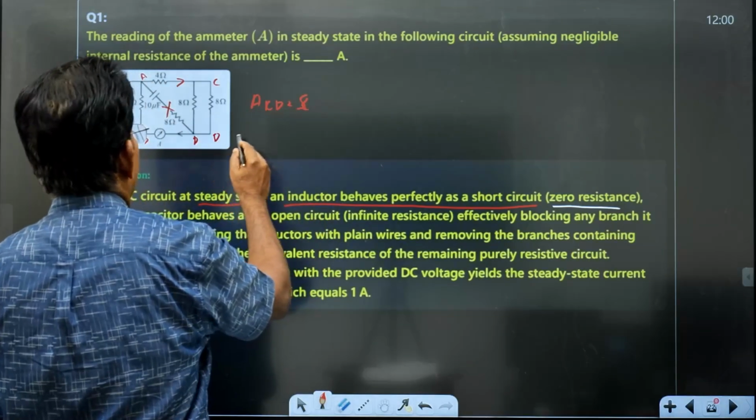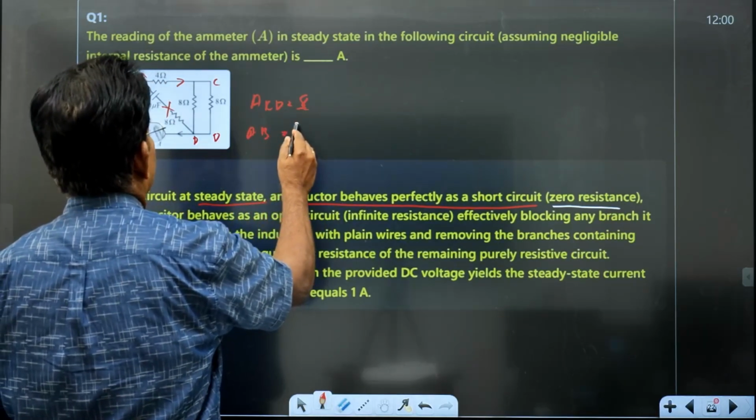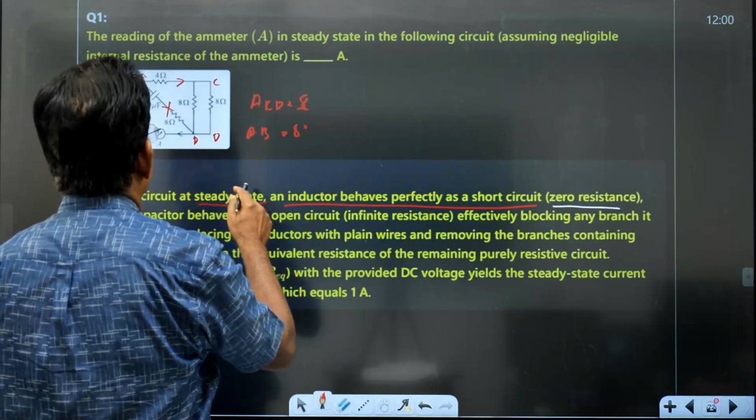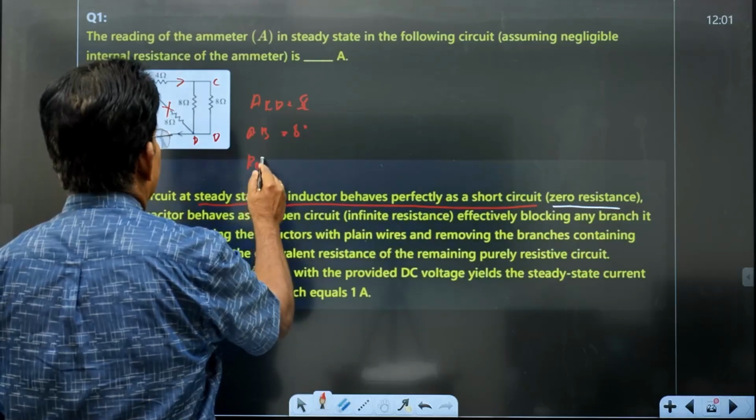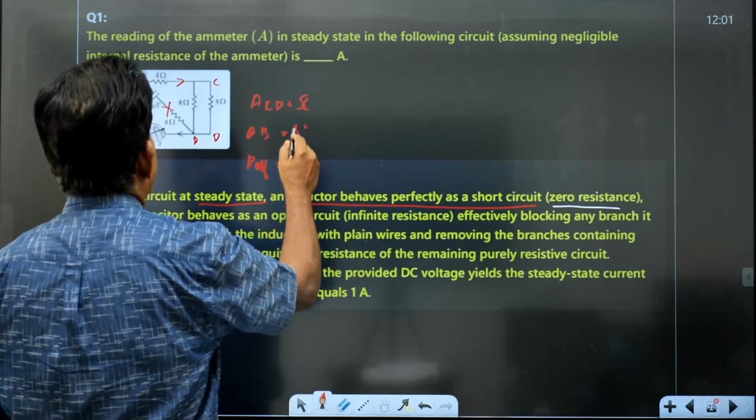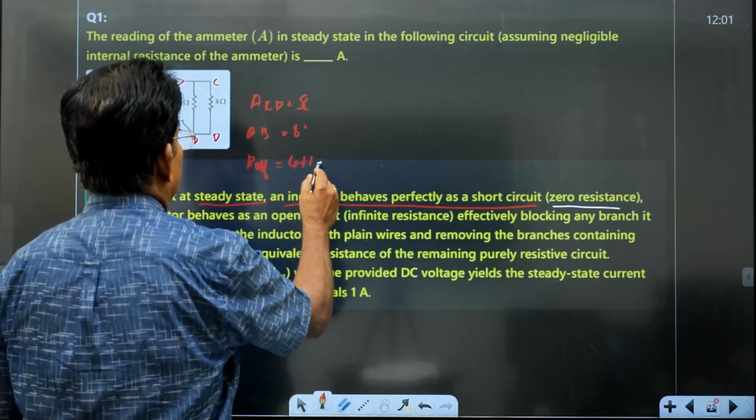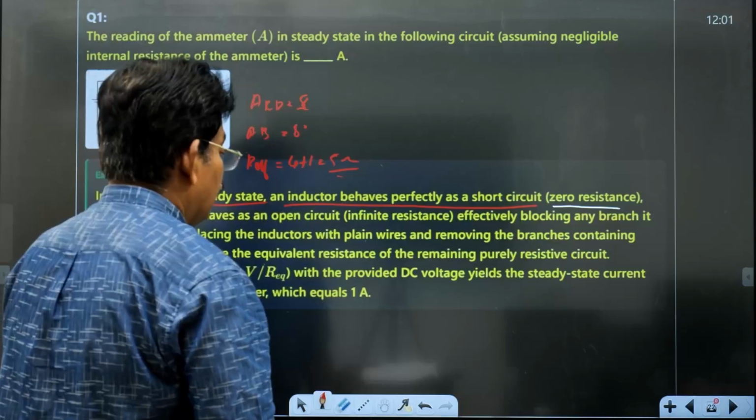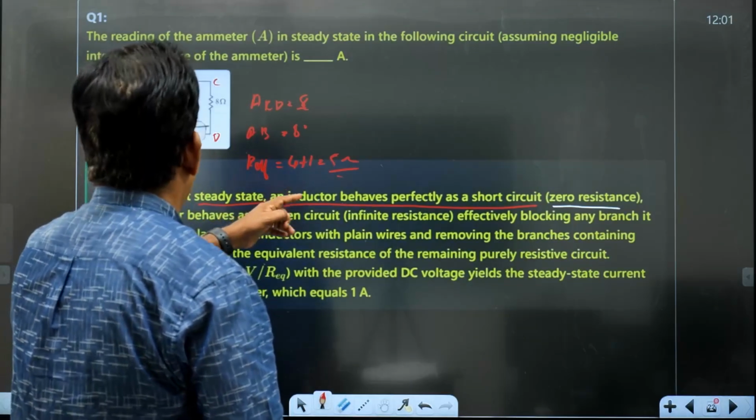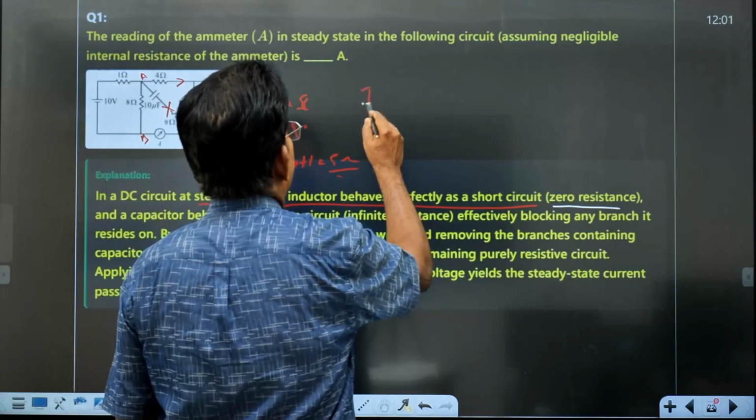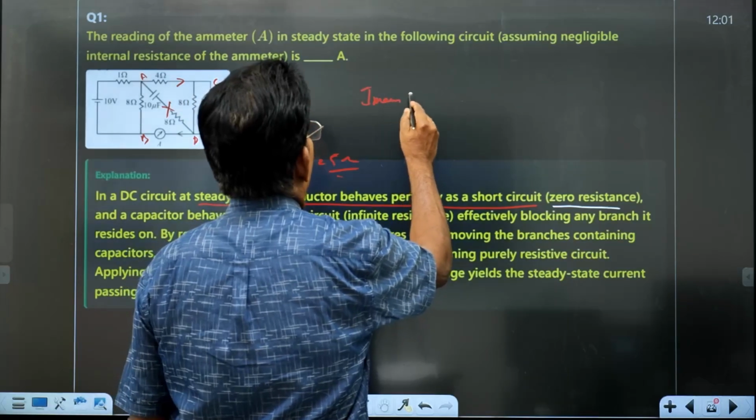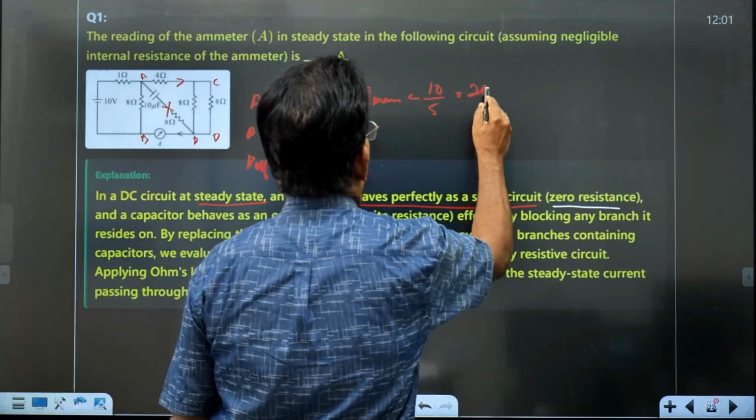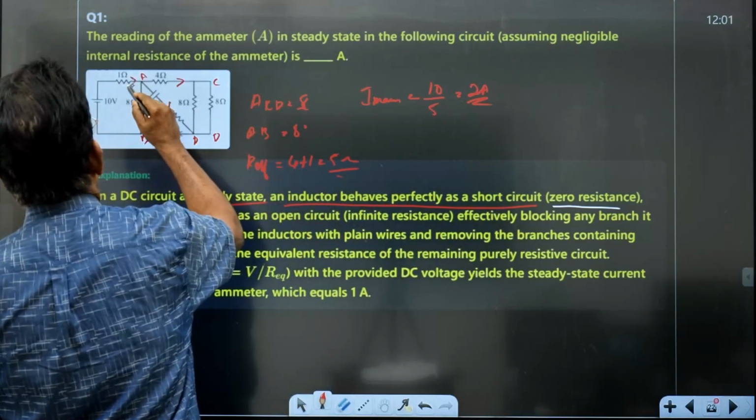Then the direct AB branch is also 8 ohms. So what is the effective resistance? 8 and 8 in parallel gives 4, plus 1, that is 5 ohm. The whole network's effective resistance will be 5 ohms. Therefore, the main current will be the EMF, which is 10, divided by the effective resistance, 5, so 2 ampere.